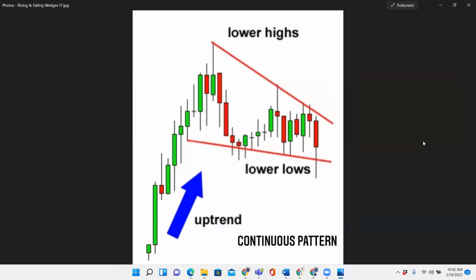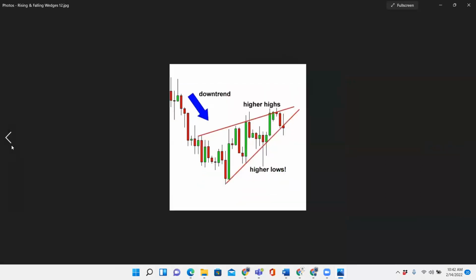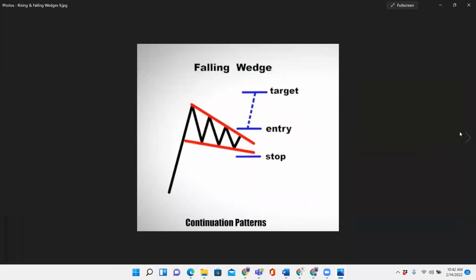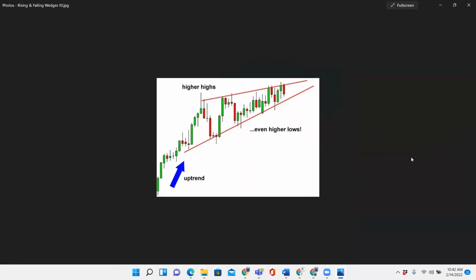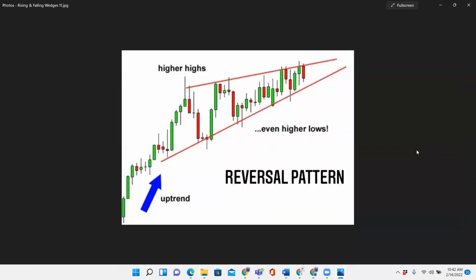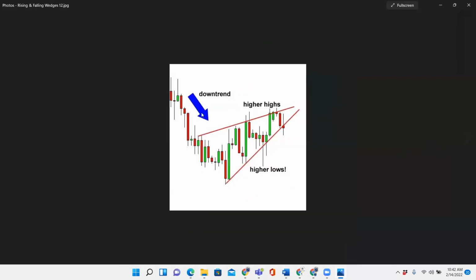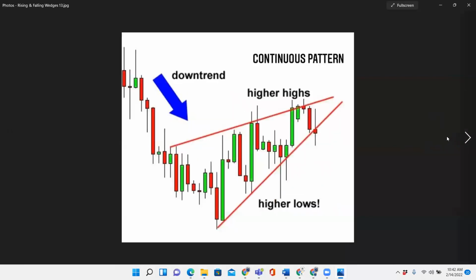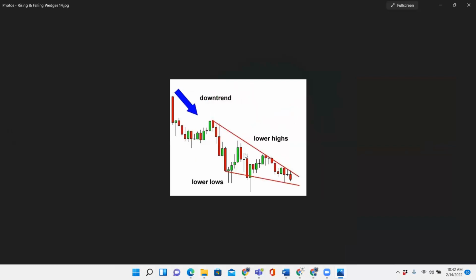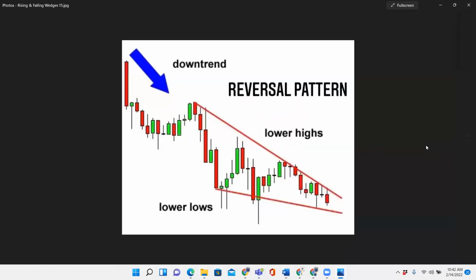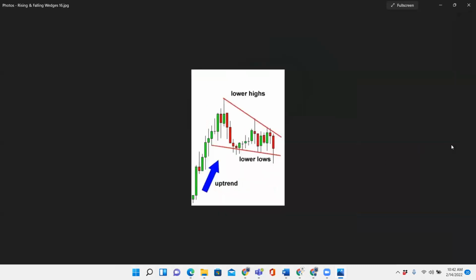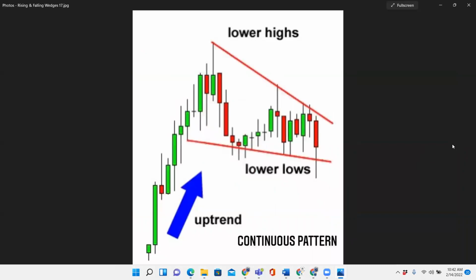All right, guys, that's pretty much all it is when it comes to the rising and falling wedges. Awesome work. Let's go over this one more time. Starting from the beginning, we have an up and an up. What do we have there? A reversal pattern. One more time, we have a down and an up. What do we have? A continuous pattern. One more time, we have a down and a down. We have a what? Reversal pattern. Great job, guys. One more time, we have an up and a down. What do we have? We have a continuous pattern.